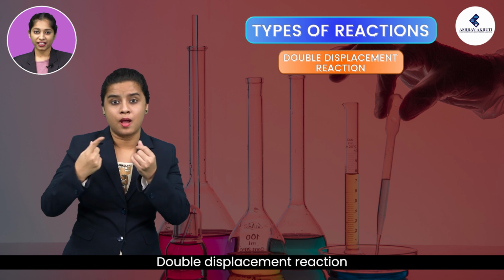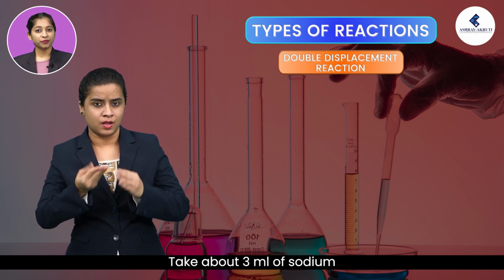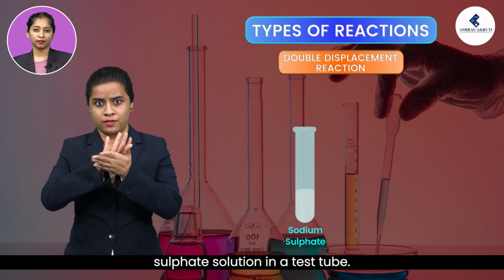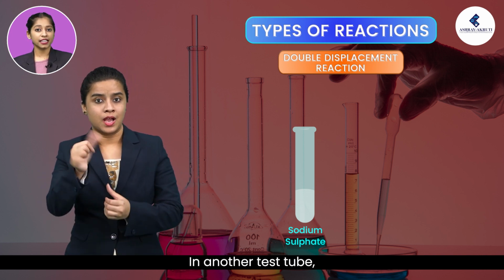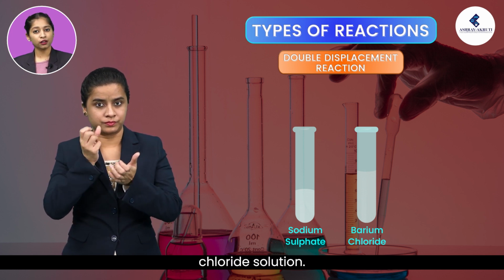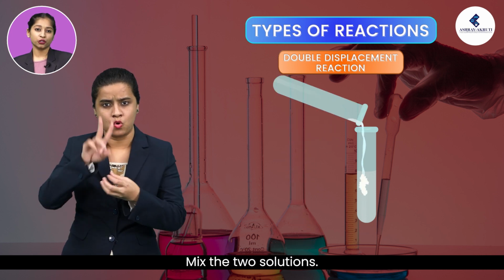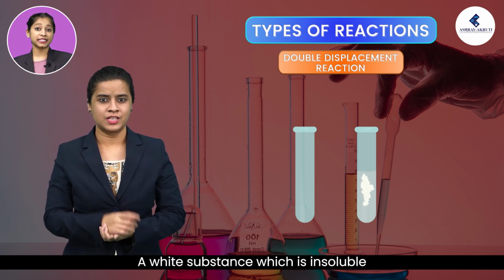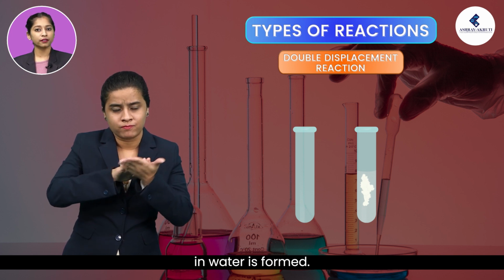Double displacement reaction. Activity. Take about 3 ml of sodium sulfate solution in a test tube. In another test tube, take about 3 ml of barium chloride solution. Mix the two solutions. What do you observe? A white substance which is insoluble in water is formed.